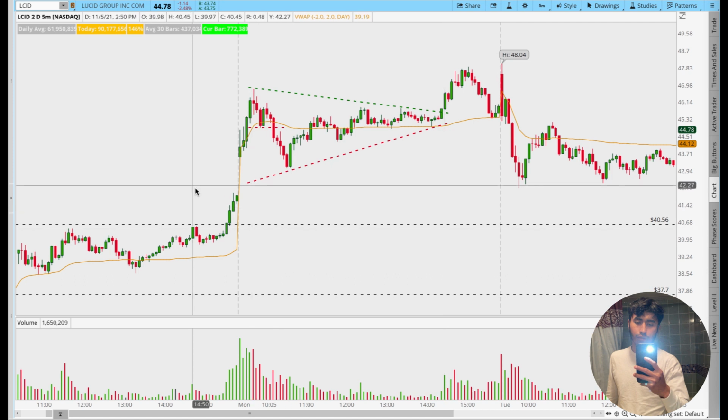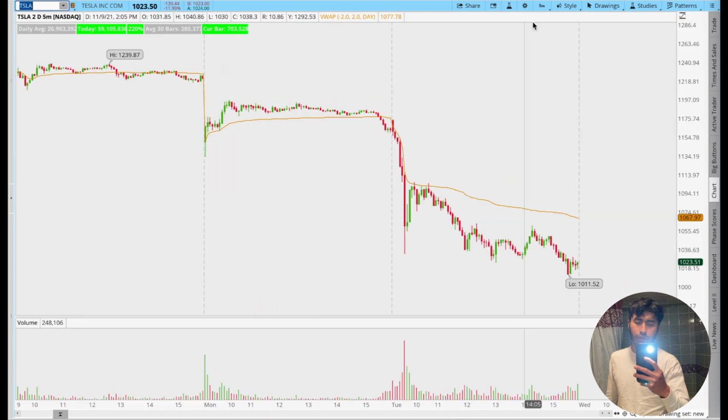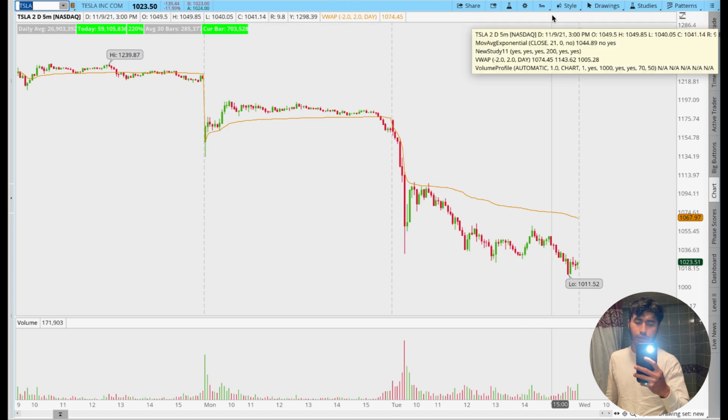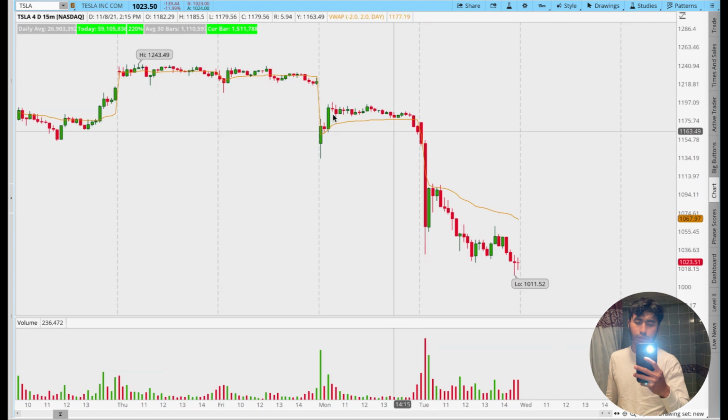So let's do a random stock. Let's do Tesla, right? Everybody talks about Tesla. Like, what's Tesla been doing? Tesla this, Tesla does, Elon Musk. So let's look at Tesla. Let's go in the 15-minute. So as you can see, Tesla, this is the VWAP right here, the yellow line.